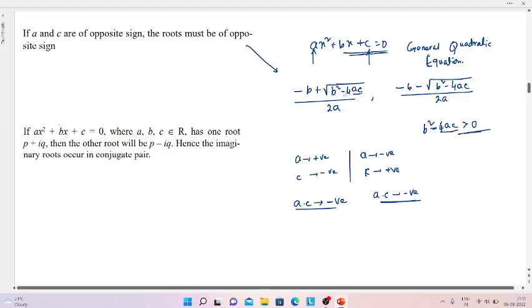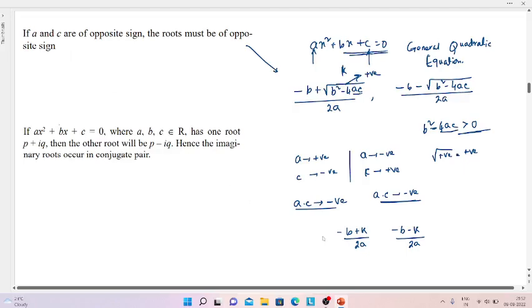So if it is a positive number, then root under D is nothing but a positive quantity. So if this part is a positive number, let k be the term. So the roots will become minus b plus k by 2a, and the second will be minus b minus k by 2a. So the roots must be of opposite sign.